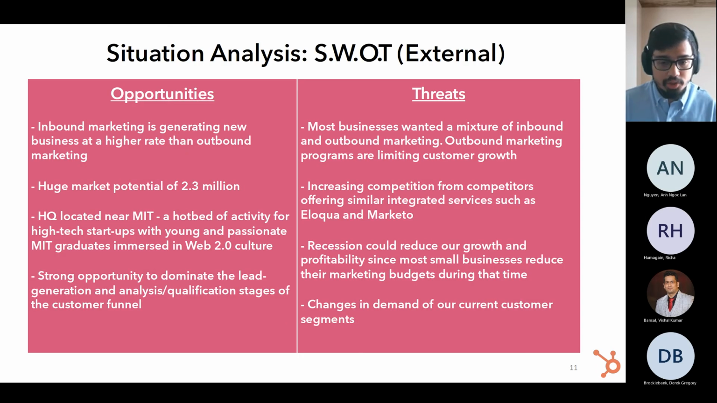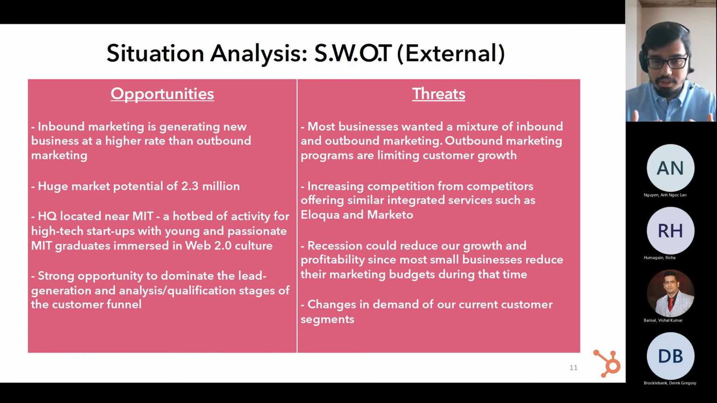Moving on to our external opportunities and threats. For opportunities, inbound marketing is generating new business at a higher rate than outbound marketing. And we have a huge market potential of nearly 2.3 million small and medium businesses. Our HQ is located near MIT in Cambridge, Massachusetts, a hotbed of activity for tech startups with young and passionate MIT graduates immersed in Web 2.0 culture.